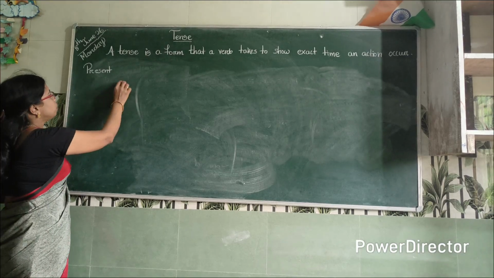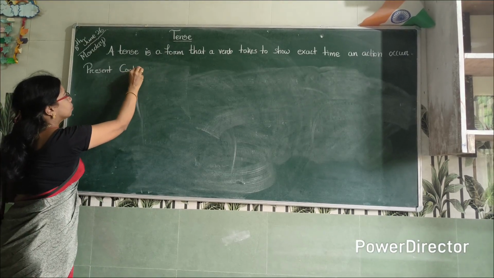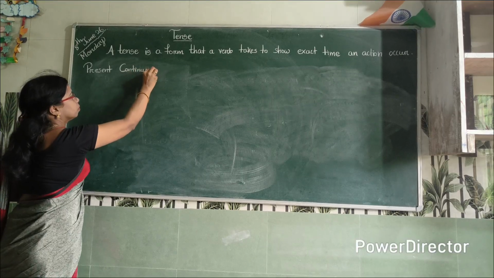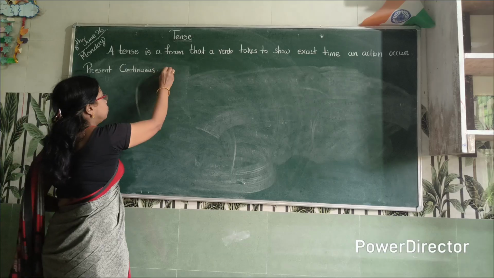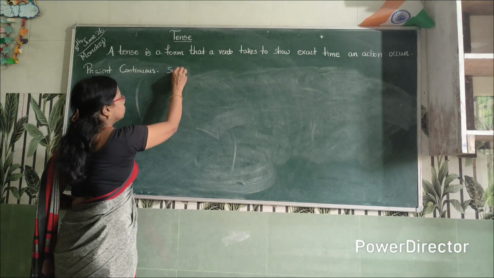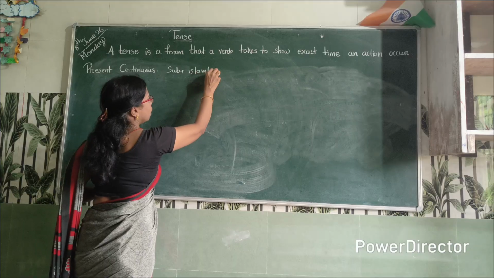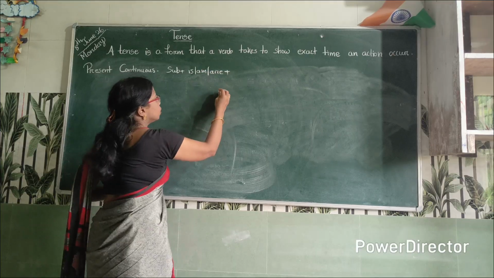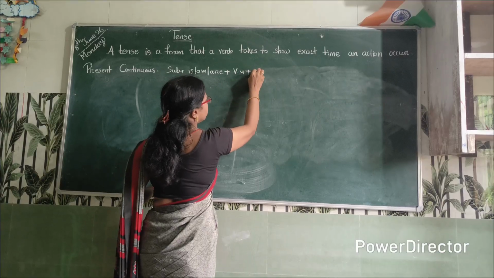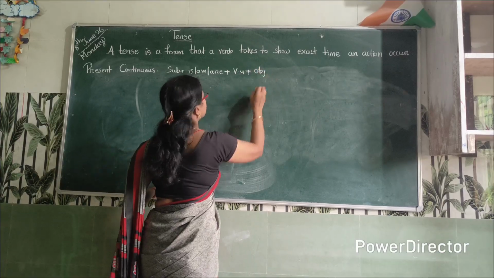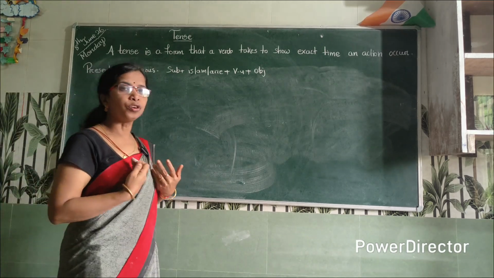So second one is present continuous. The structure of the present continuous is subject plus is, am, are plus verb four plus object. Present continuous means what is continue now.